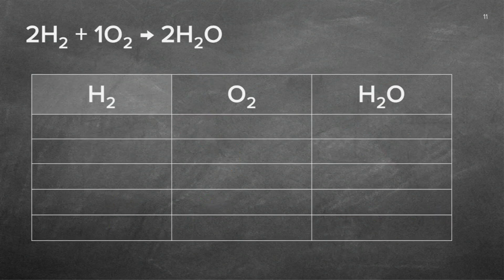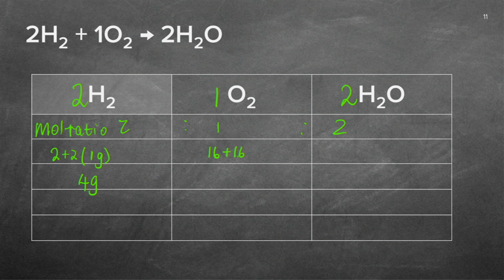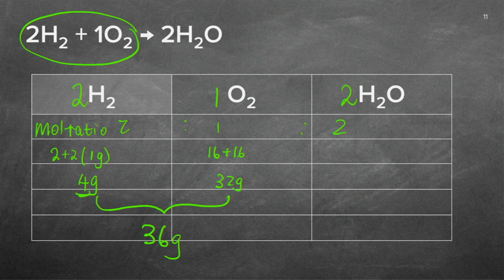We can also go to the masses. I've got 2 of this, 1 of these, and 2 of that from my equation. So the mole ratio is 2 to 1 to 2. The masses will be 2 plus 2, can you see, times the 1 gram. So that will be 4 grams. Here I've got a 16 plus a 16, which will be 32 grams. Now, if I add those two together, the reactants going in has a mass of 36 grams. Can you see 4 added to 32?